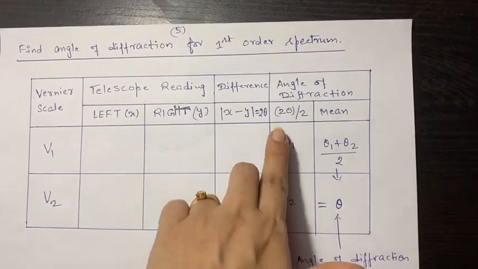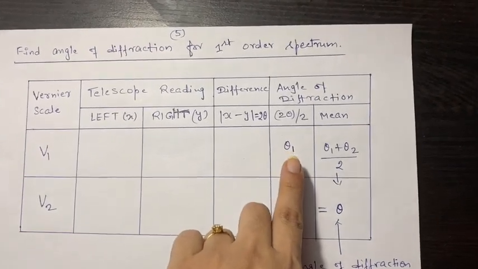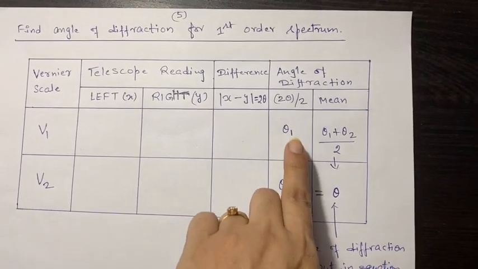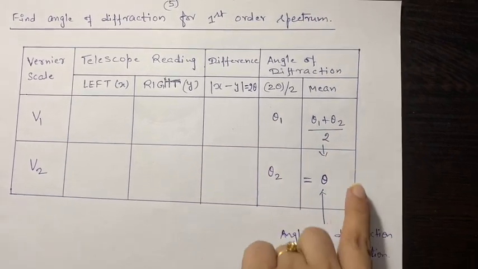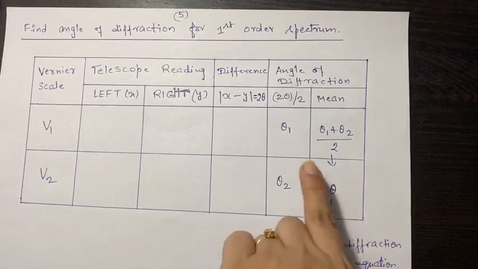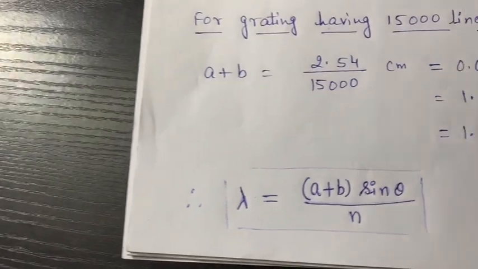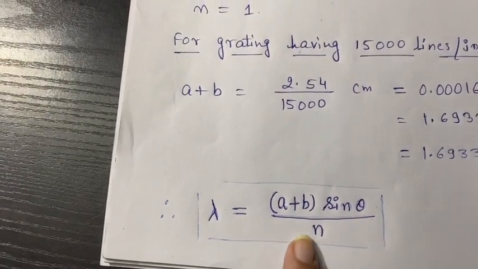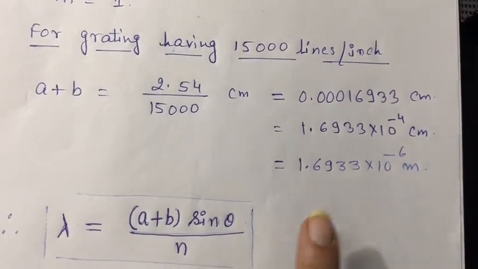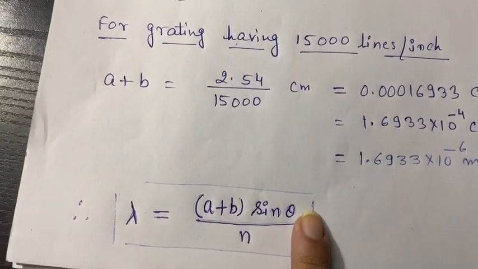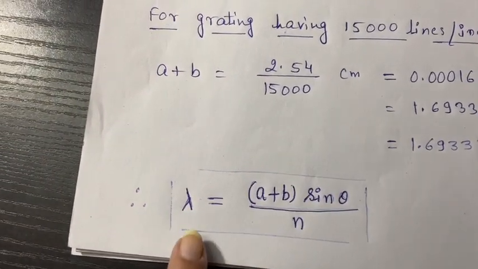So here we have two values of angle of diffraction, and since both indicate the same angle of diffraction, we find the average of these two, which gives us the final value of angle of diffraction for first order diffraction grating. This value is substituted in this equation, because we already know n is 1 for first order spectrum, and a plus b has just been calculated. After substituting theta, we get the value of wavelength of H alpha line of hydrogen spectrum.